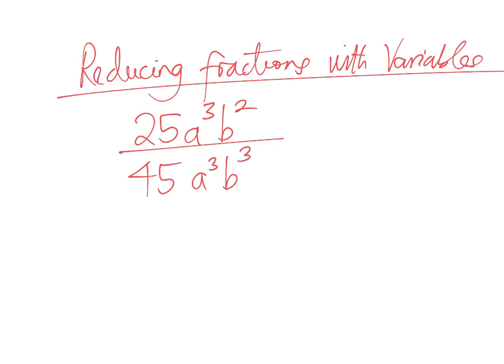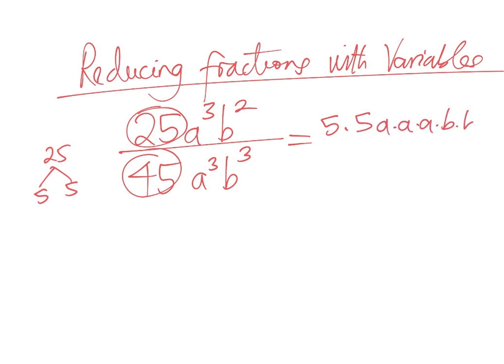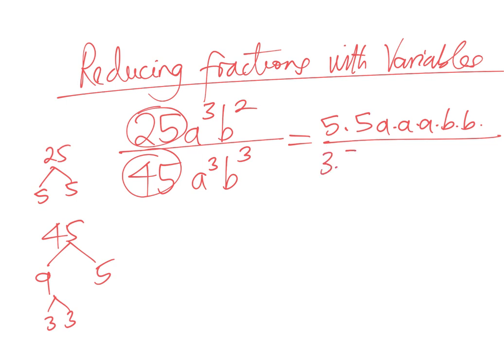Okay, if you have a situation like this, according to your book, part of what you need to do is you could just write out the prime factorized version of these numbers. So 25 is 5 times 5, so we write 5 times 5, and then you write out the letters in question. And then for the 45, you can prime factorize, you get 9 times 5, and you get 3 times 3. So you get 3 times 3 times 5, and then times a times a times a, and then b times b times b.